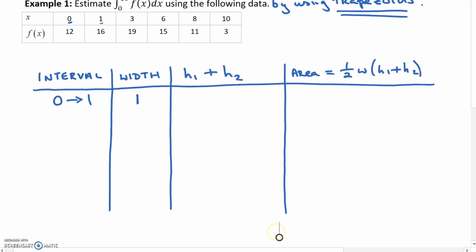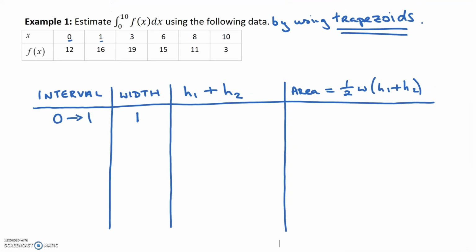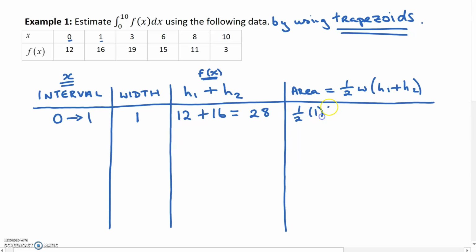h1 and h2 just means take the f of x reading, so the intervals are going to be the x's, the h1 and h2 are going to be the f of x's. So h1 and h2 means what is the value of the function at either end of this interval. So at 0 the height is 12, and at 1 the height is 16. So you add those two, 12 and 16 gives you 28. Now here you have 1/2 of 1 times 28, so that's going to be 14.